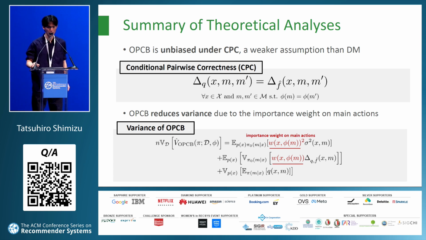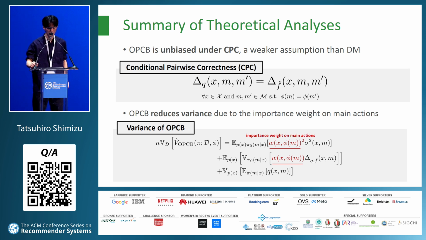We also derive theoretical properties of this estimator, and we derive that OPCB is unbiased under conditional pairwise correctness, CPC, which is a weaker assumption than DM. And CPC requires the regression model F hat to be pairwise correct for any 2 combinations of the items if they share the same main actions, which is, again, weaker than the DM assumption.